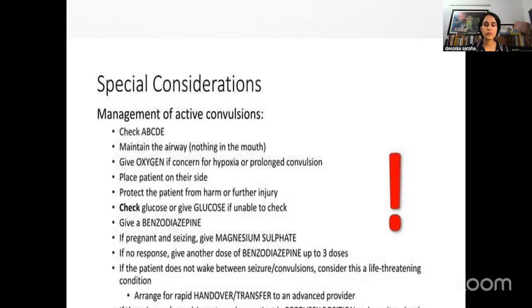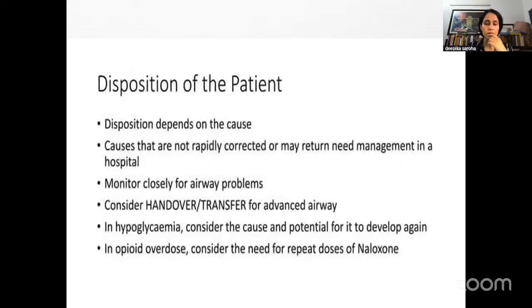Check blood glucose, check oxygen levels through a pulse oximeter, and then the proper channel of benzodiazepine followed by anticonvulsants, and then eventually anesthesia, and then IVIG or plasmapheresis. That is the treatment protocol for status epilepticus. If your patient fits it, then go for that. If the patient is pregnant, then consider magnesium sulfate. If no response, then benzodiazepine. But this should be with your proper OBG help.